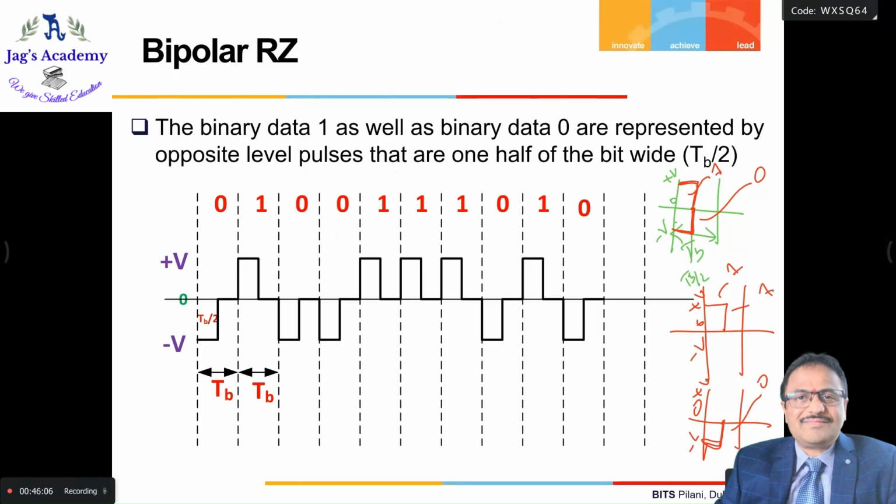Can you just draw accordingly? See here, something is fixed. Bit 0. Can you see here? Bit 1. See, it returned to 0 before TB. That's why you call it return to 0. Now see here: bit 1 is this one, bit 0 is this one, bit 1 again, bit 1 again, bit 0 once again. Bit 1 is this, bit 0 is this. It's fixed. This is called bipolar return to 0.